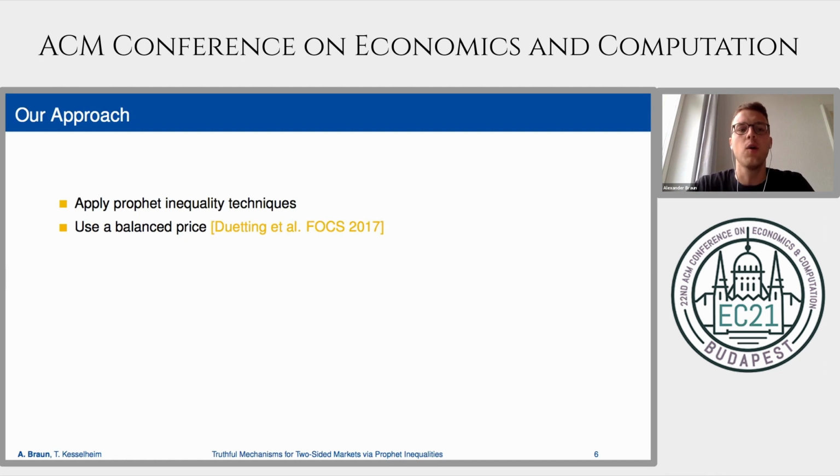In particular, we focus on a work by Dütting and others from a FOCS paper in 2017, which is called balanced pricing. So how does this work in the setting of bilateral trade? We fix a price P, which is half of the expected optimum of the seller's value and the buyer's value.